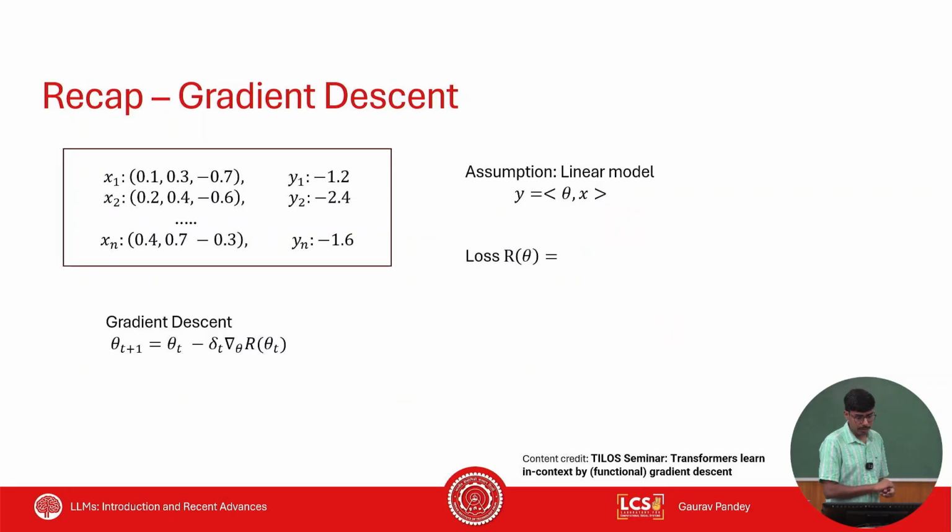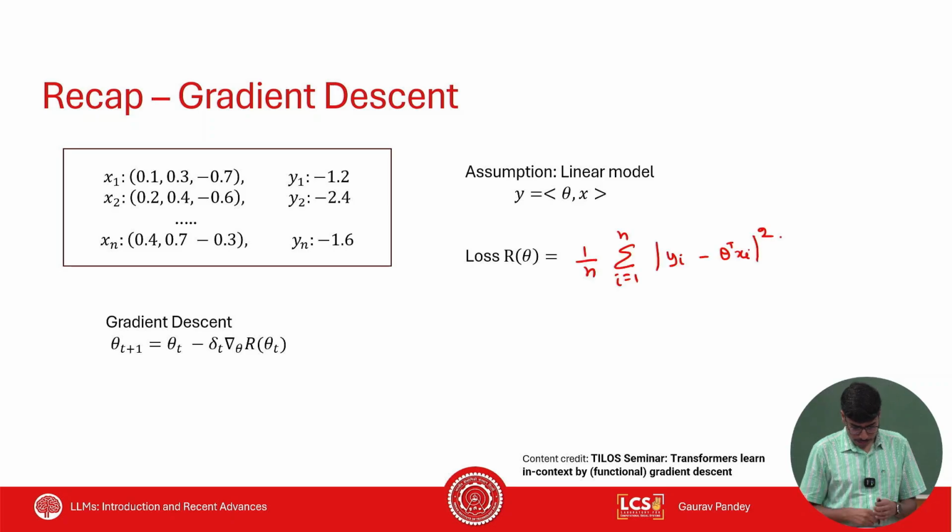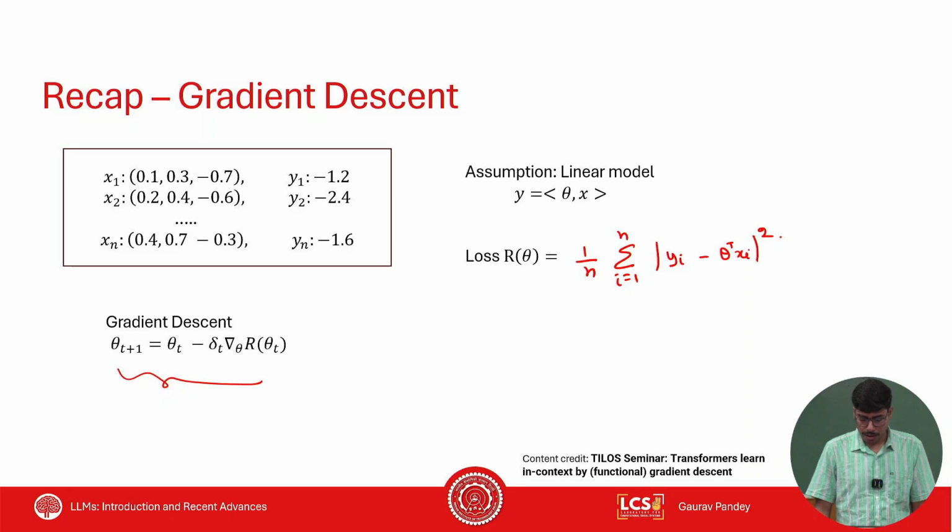If you have some inputs x1 y1, x2 y2, up to xn yn, and you want to learn a linear model between x and y, what will be your loss function? Can anybody tell me what the loss function will look like here if I want to learn a linear model between x and y? Let's call this loss R(theta). Then one can do gradient descent on this loss to basically reach, in this case, a global optimum, because if you choose your delta t's appropriately, you will reach a global optimum here.